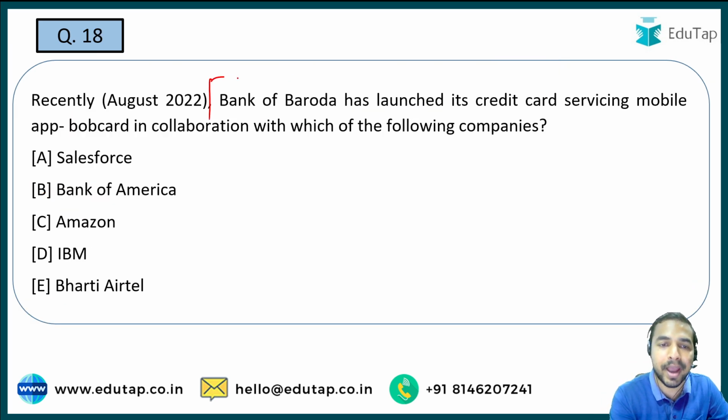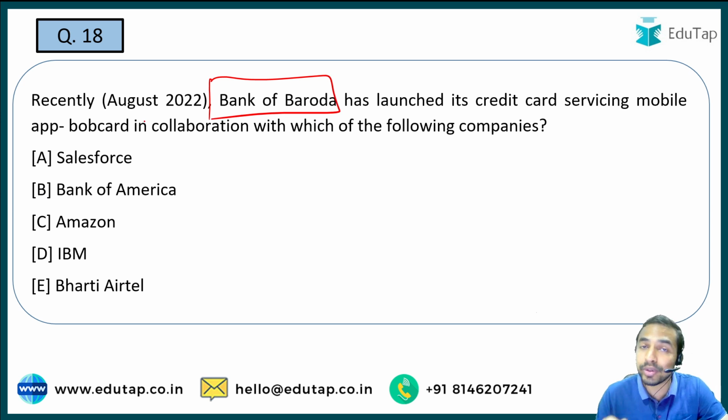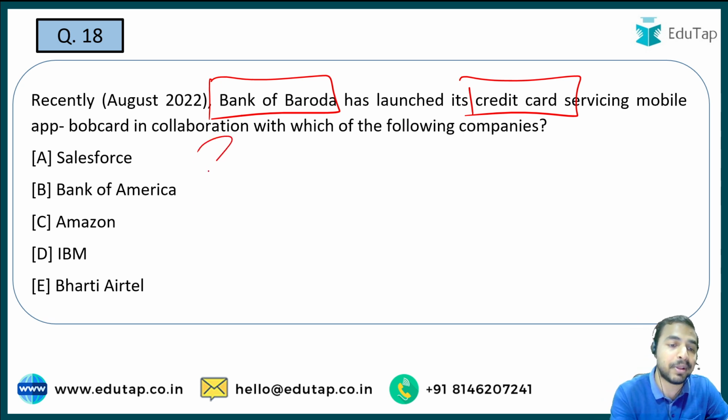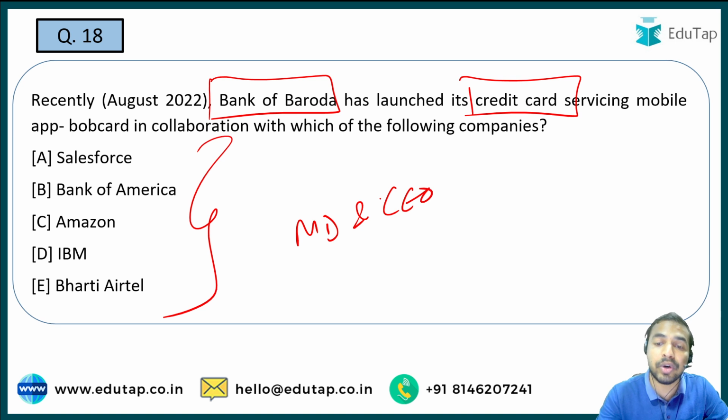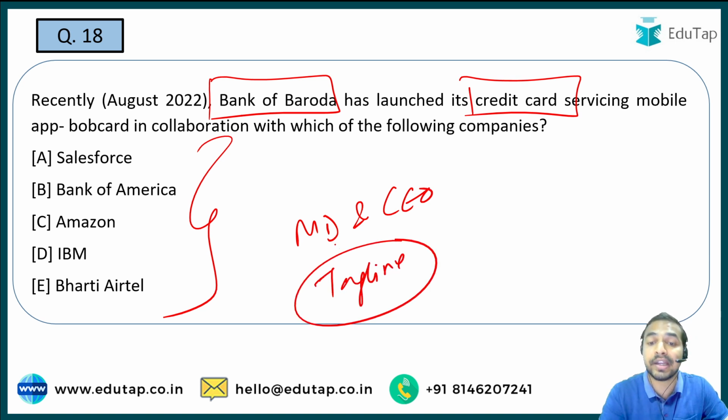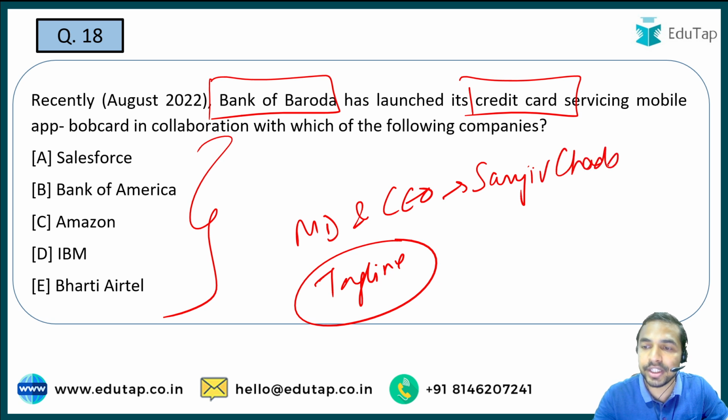The next question is on the Bank of Baroda. See guys, Bank of Baroda has recently launched a credit card servicing mobile app, BoB Card, in collaboration with which of the following companies? So you are required to tell me the name of the company. See, whenever you find any such bank in the news, you are required to remember the name of the MD and CEO of that particular bank as well as the tagline. So guys, I am telling you that the MD and CEO of the Bank of Baroda is Sanjeev Chadha ji. Okay?